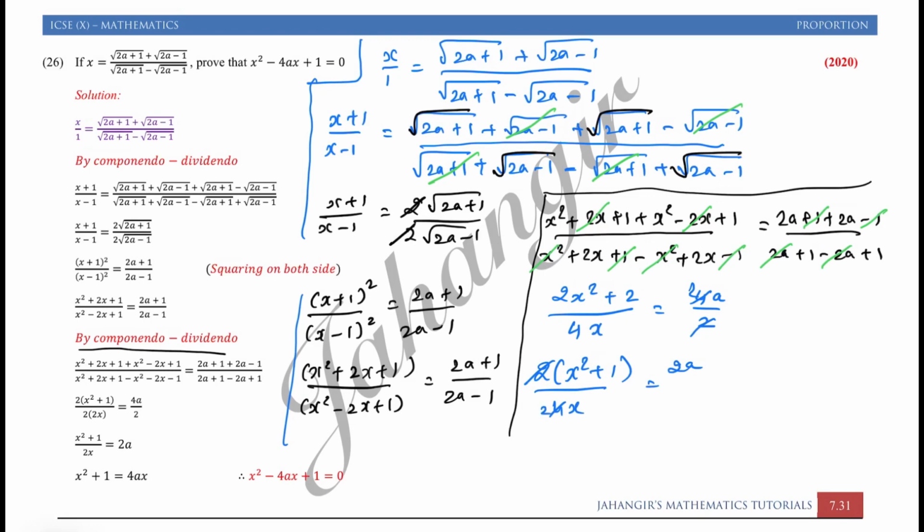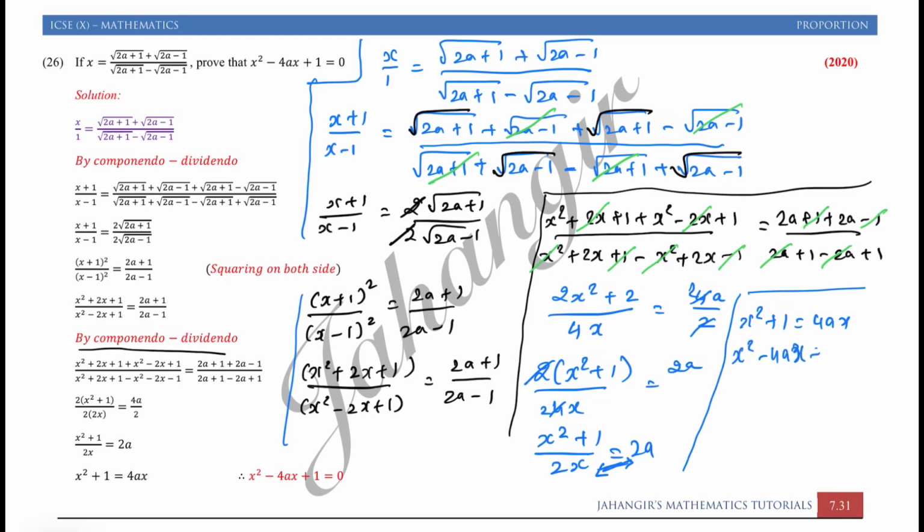So therefore I can write x square plus 1 upon 2x is equal to 2a. So solving it here, x square plus 1 is equal to 4ax, cross multiply these two terms, x square minus 4ax plus 1 is equal to 0. See, whatever we want, we got that. So hence proved. Hope you understood this chapter, you had enjoyed this chapter.